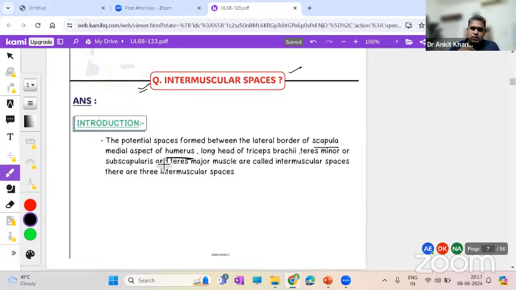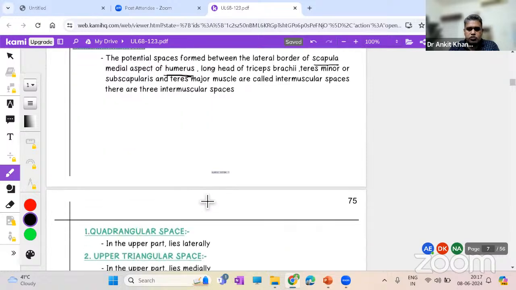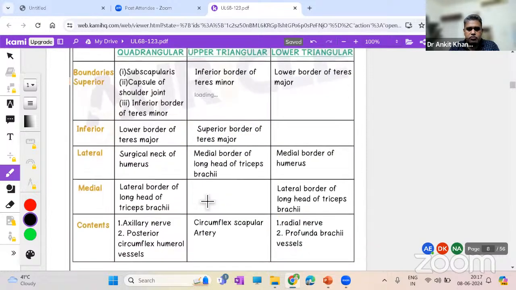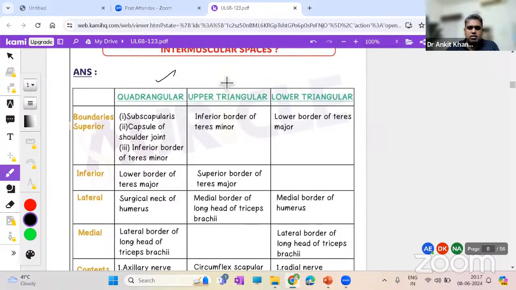Okay, so there are 2-3 muscles which you can easily make. Let me show you the diagrams first, so you understand. Basically, we are dealing with these 3 spaces over here. These 3 spaces are around the shoulder region, or around the scapular region. These 3 spaces are the quadrangular, upper and lower triangular space. These are the 3 main spaces.